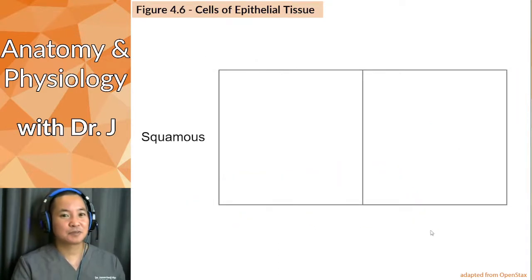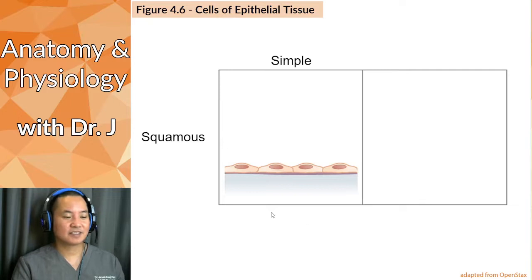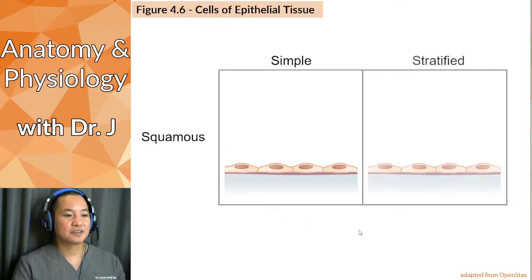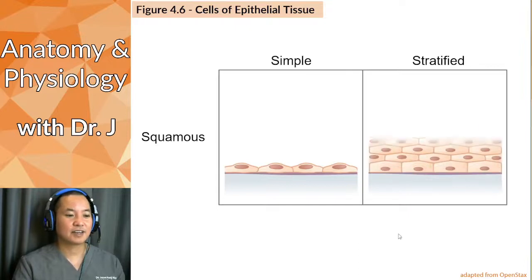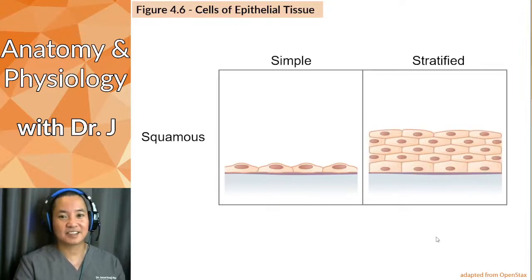Now, what do we mean by stratified squamous? Well, a simple layer of cells is going to have just one layer of cells, and that's it. There's not going to be multiple layers. If there are two or more, then it's going to be a stratified layer. Strata means layers. So with stratified squamous, or actually stratified any epithelium, it's going to have multiple layers of cells. So it's not just one layer that's attached to a base right down here.